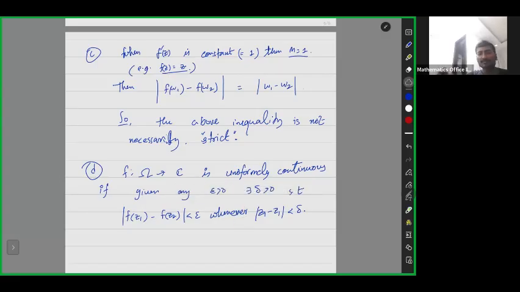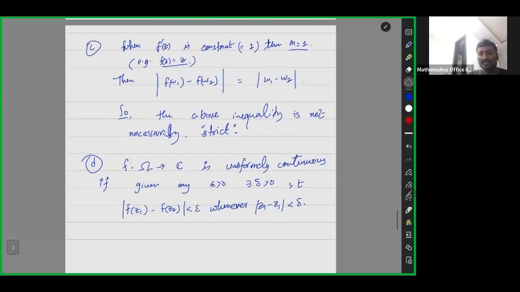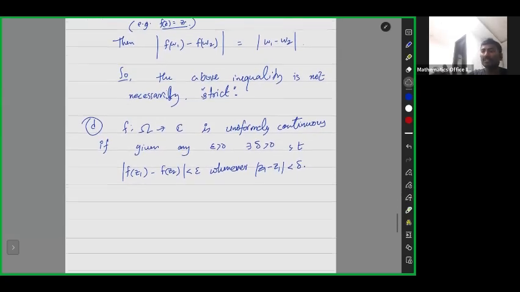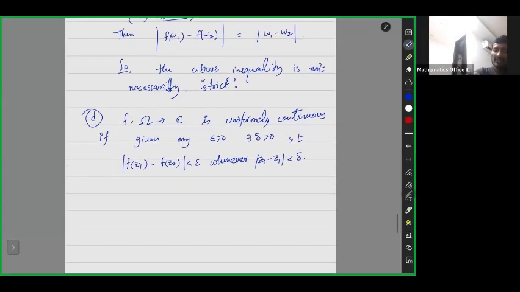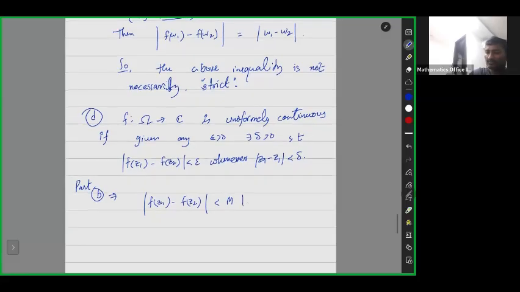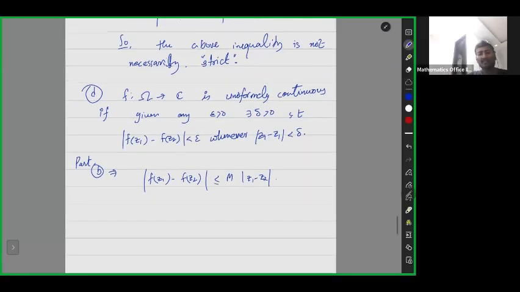So after this definition, we have to check when is f uniformly continuous or not. And if you see, part B implies modulus of f(z1) minus f(z2) is less than or equal to m times modulus of z1 minus z2. Less than or equal to is needed because part C implies equality. The inequality is not strict.